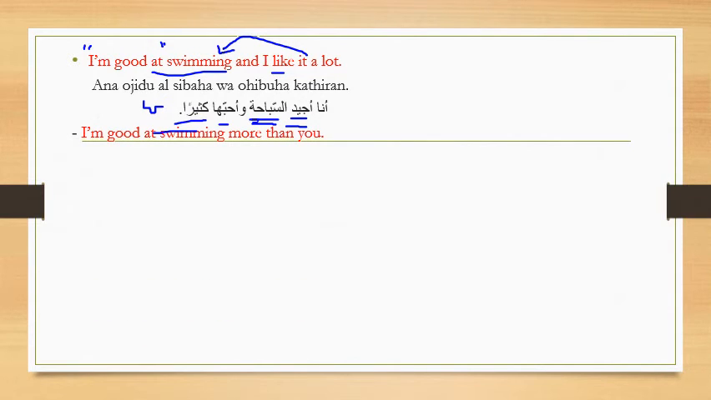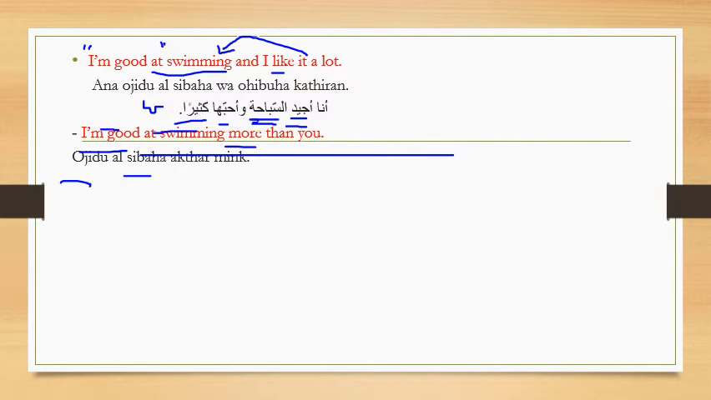So let's see another sentence using the comparative form. I am good at swimming more than you. I am good is what? أجيد. At swimming السباحة. Now look here, we have more. What do you mean by more? أكثر. So this is one of the adjectives. So more than. So you are using here the comparative form. So it means أكثر. Then is what? من, and you have منك. So أجيد السباحة أكثر منك.